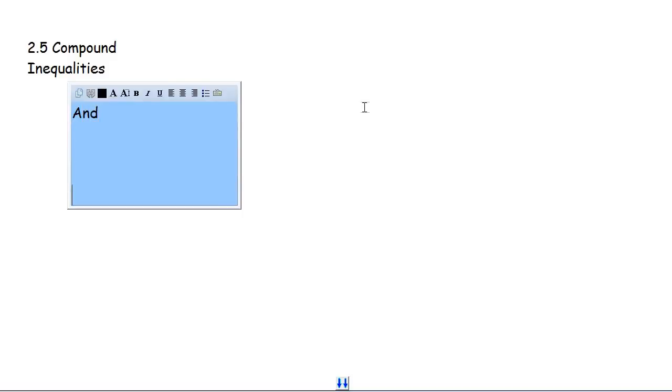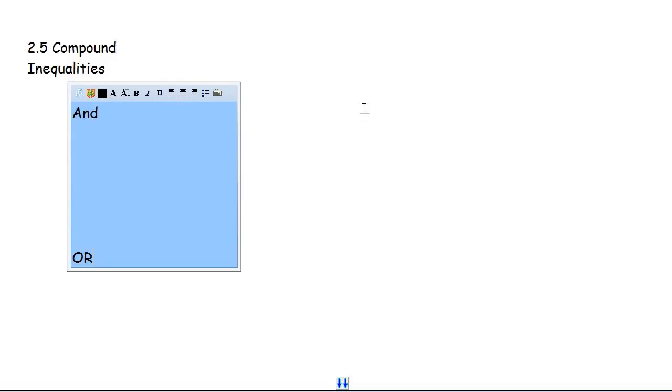Alright guys, so real quick I just want to talk about chapter 2.5, Compound Inequalities. And really I just want to do a few problems. If you can, remember that there are two types of compound inequalities. It's really just two inequalities set up into two types of problems. There are AND problems and there are OR problems.